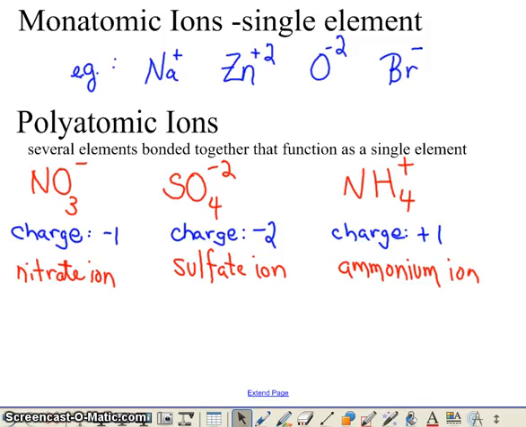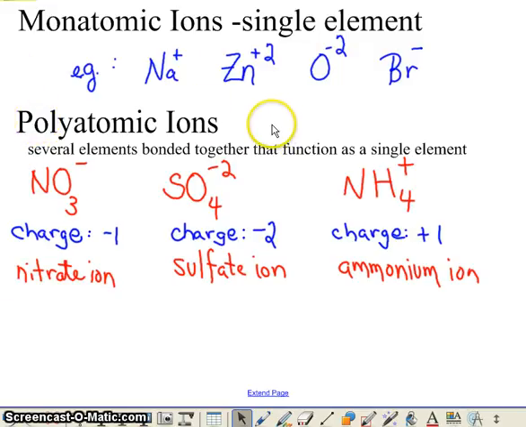Okay, a couple other things just to review. Monatomic, of course, means one atom ions. Here are 3 different examples: sodium, zinc oxide, and bromide ions. They have a variety of charges. What's different is these type of ions called polyatomic ions.